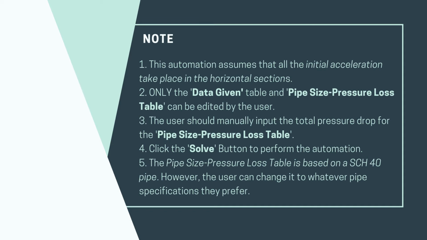Only the data given table and pipe size pressure loss table can be changed by the user. The user should manually input the total pressure drop for the pipe size pressure drop table and click the Solve button to perform the automation.